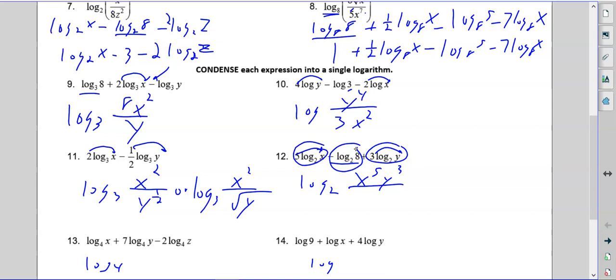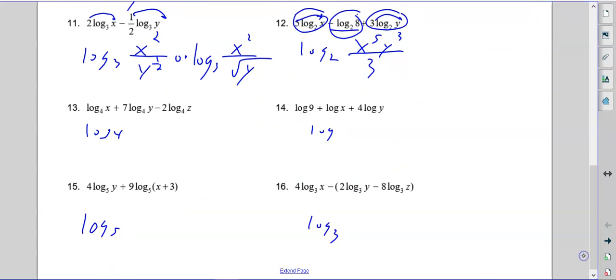2 to what power is 8? That's 3. 2 to the 3rd power is 8. All right? We have a subtraction, so we have a fraction bar. X goes on top. This becomes the exponent, y to the 7th. This becomes the exponent, and it goes on the bottom, z squared.